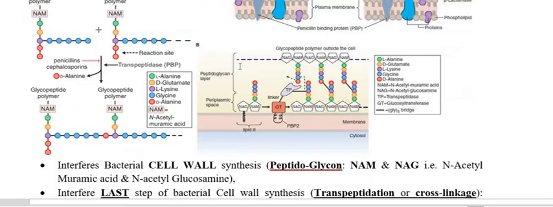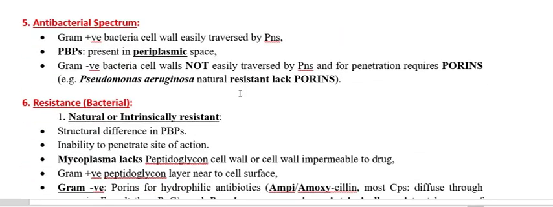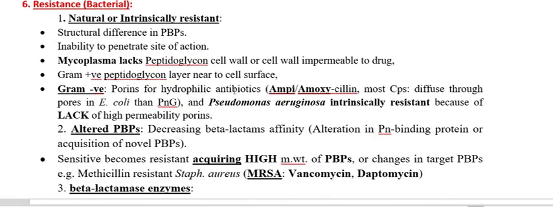So this is the target area. Now, because of this structural variation between gram-negative and gram-positive bacteria, they are going to develop resistance. So now we have to discuss resistance: how the bacteria save themselves by producing resistance against the penicillin drugs.